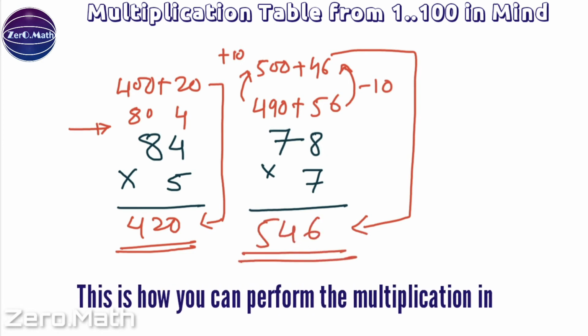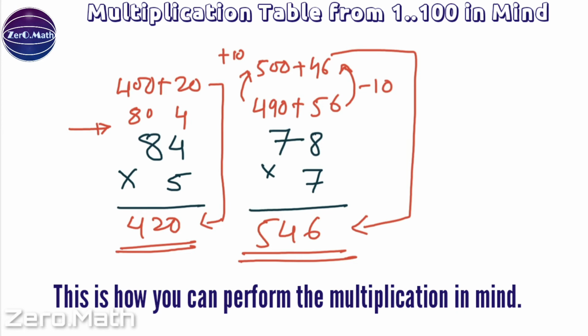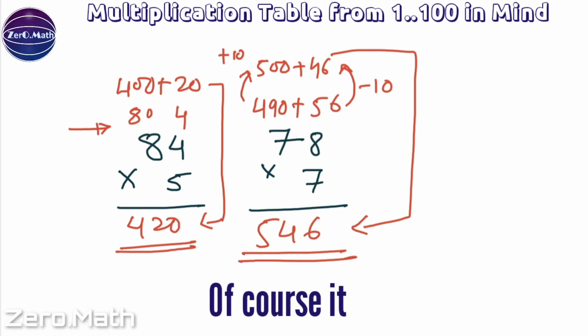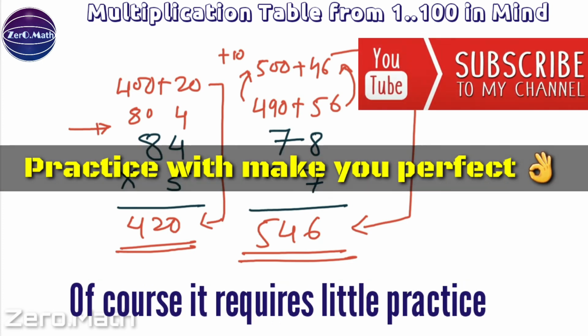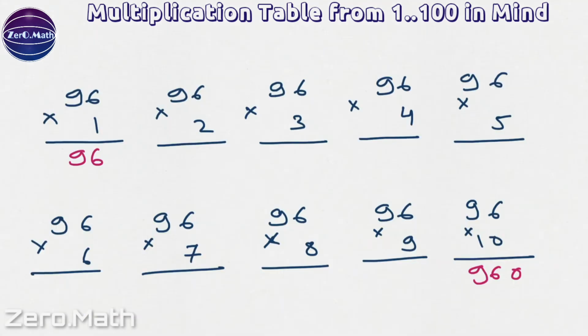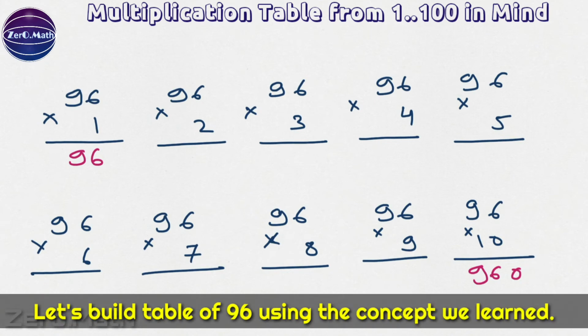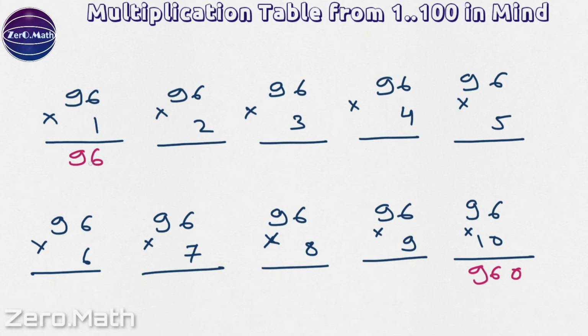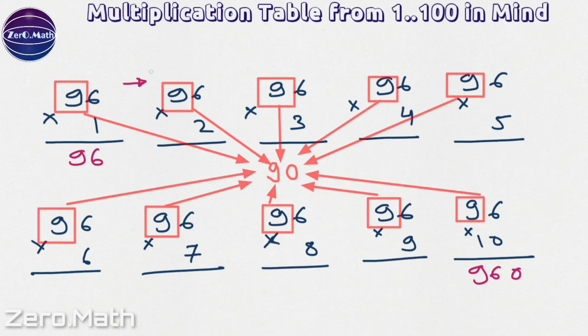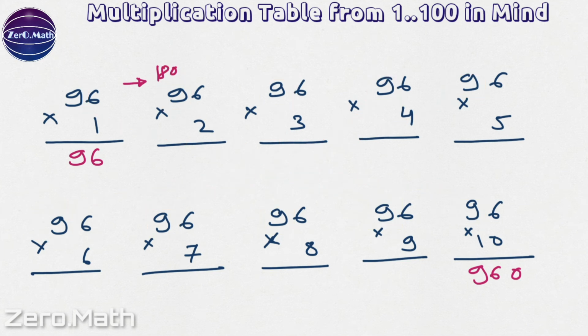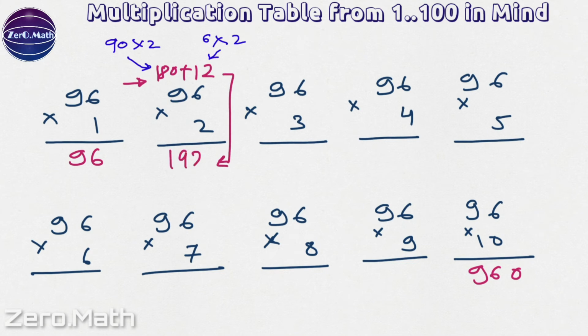This is how you can perform this mathematical operation in your mind. Of course, it requires a bit of practice so that you can do it effectively in lesser time. Let's build a table of 96 using the concept we learned just now. So 96 ones are 96. To find out what 96 twos are, we will perform the multiplication from left to right. So leftmost digit is 9. Place value of this 9 is 90. So 90 times 2 is 180 plus 6 times 2 is 12. So 180 plus 12 is 192.